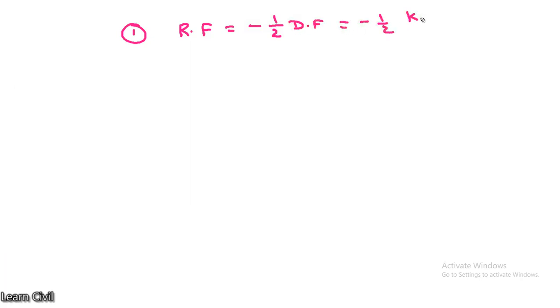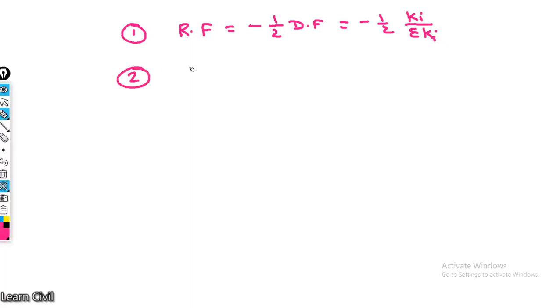So we are having three equations. The first equation is for calculation of rotation factor. Rotation factor RF is equal to minus half of the distribution factor. We can write this as minus half into Ki divided by summation K, where Ki is the stiffness of that particular member.